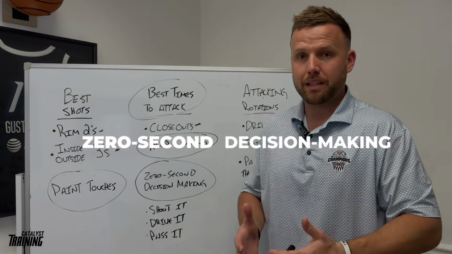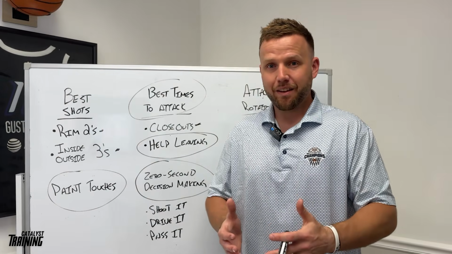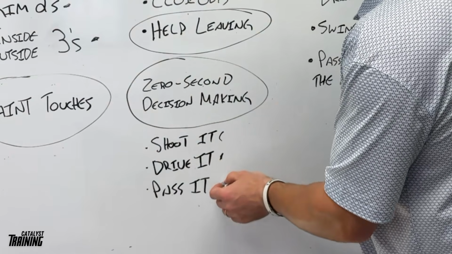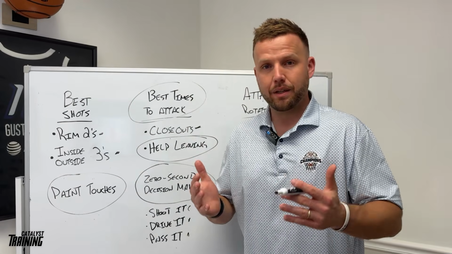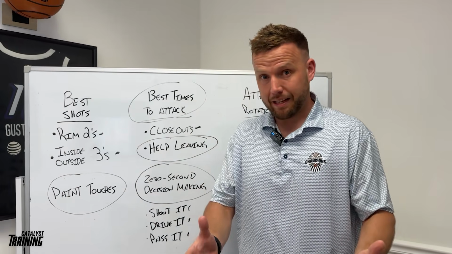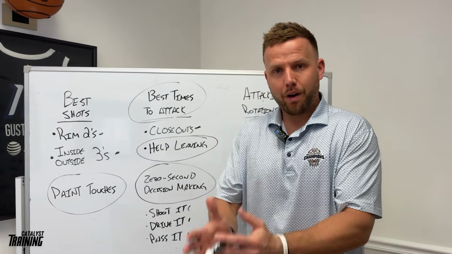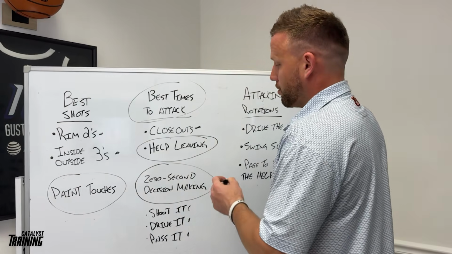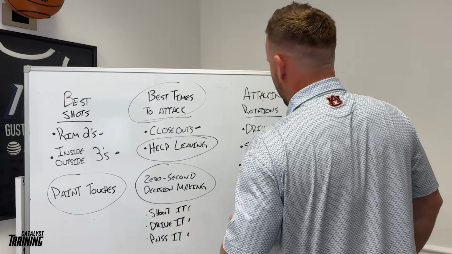Now, closeouts, help leaving, this all plays into this concept of zero-second decision making. When we catch the basketball, we don't want it to stick. We got to do something with it. So we either want to shoot it, drive it, or pass it, and we need to do it immediately. If the ball sticks, it allows the defense to rotate and then get set back up. We don't want them to have the opportunity to get set back up. We want to keep them in rotation. So zero-second decision making: shoot it, drive it, pass it.